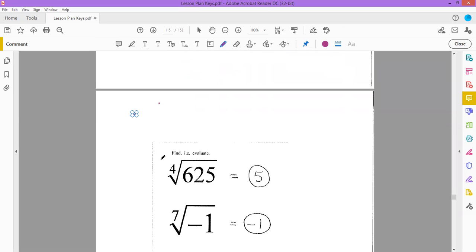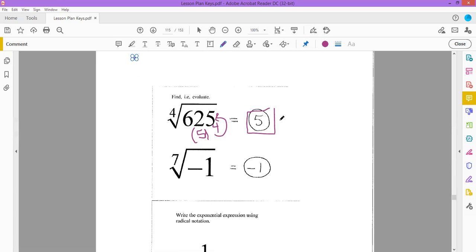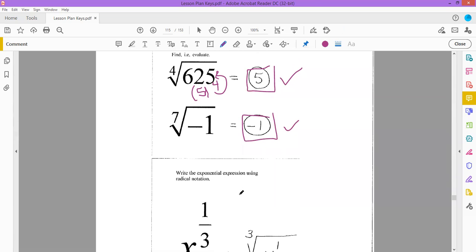All right, here we're asked to find the fourth root of 625. You plug that into your calculator and you should get 5. Now that means that 5 raised to the fourth power should give you 625. So the fourth root of 625 is 5. The seventh root of negative 1 is negative 1, just plugging these into your calculators.